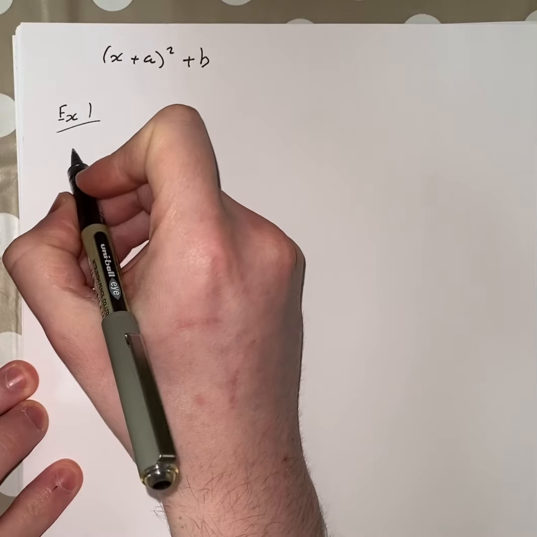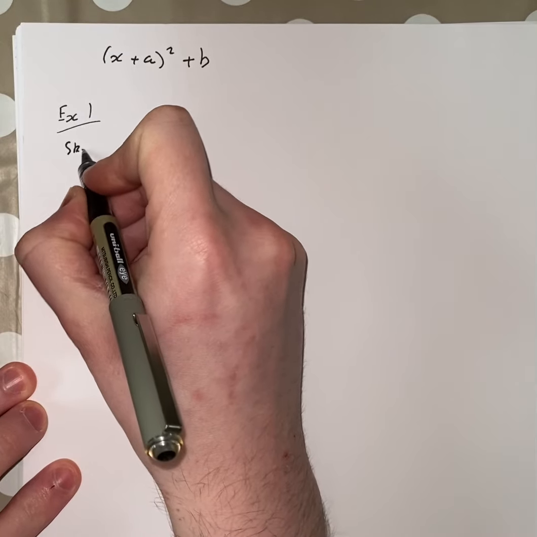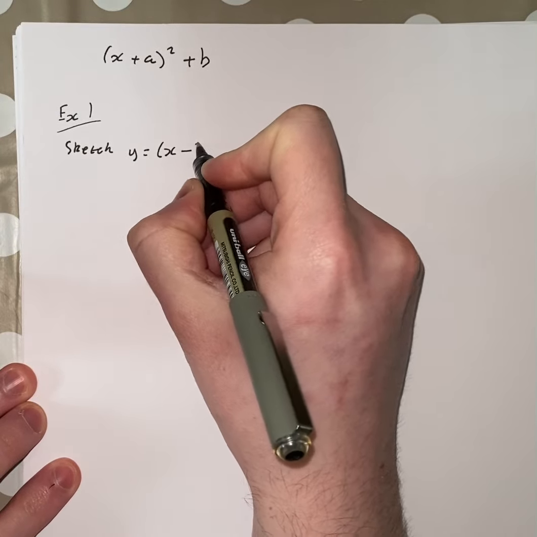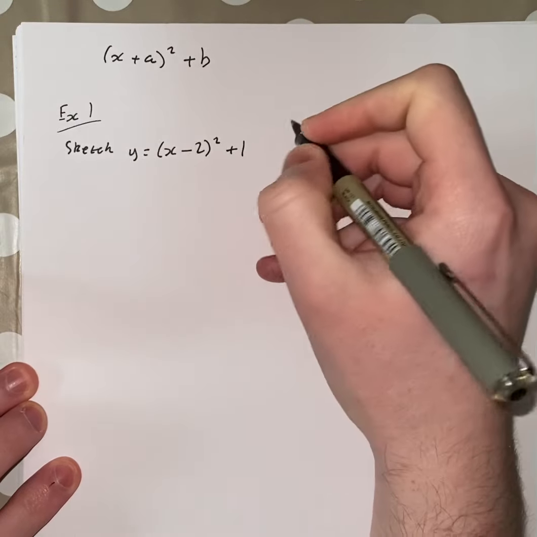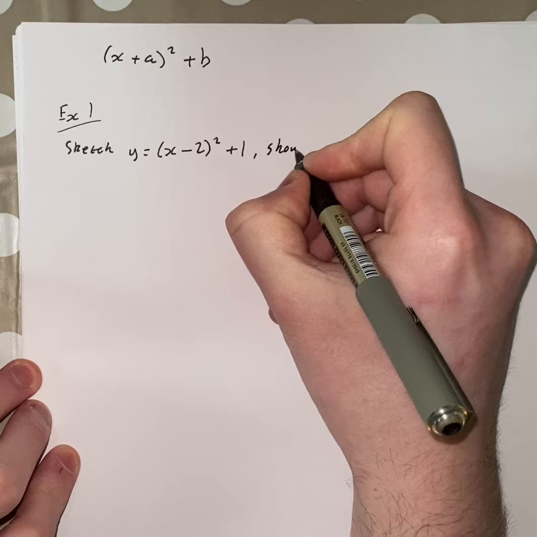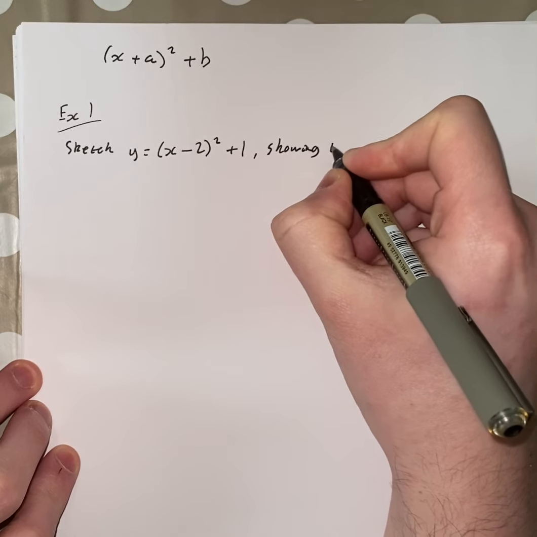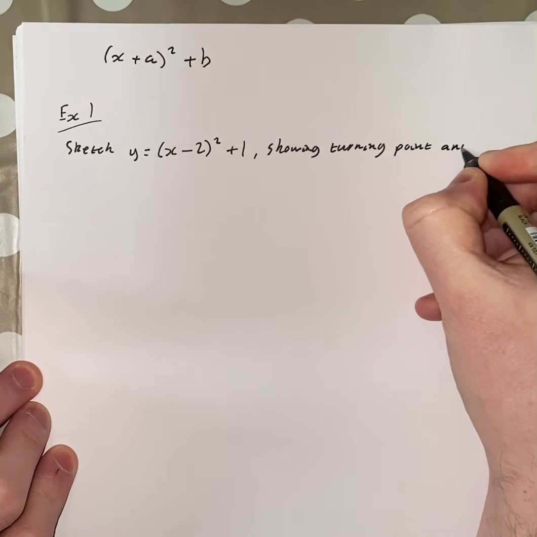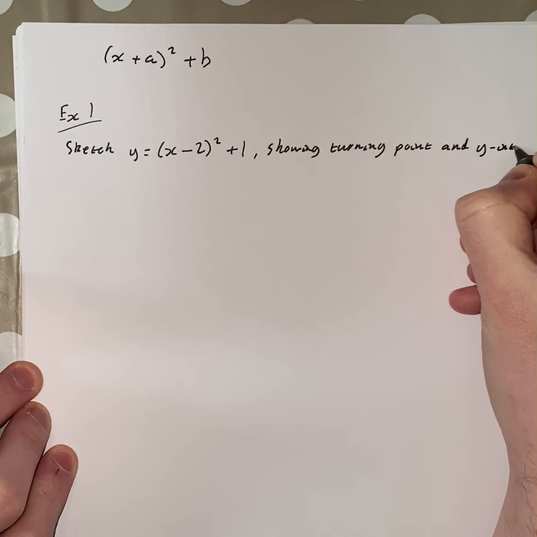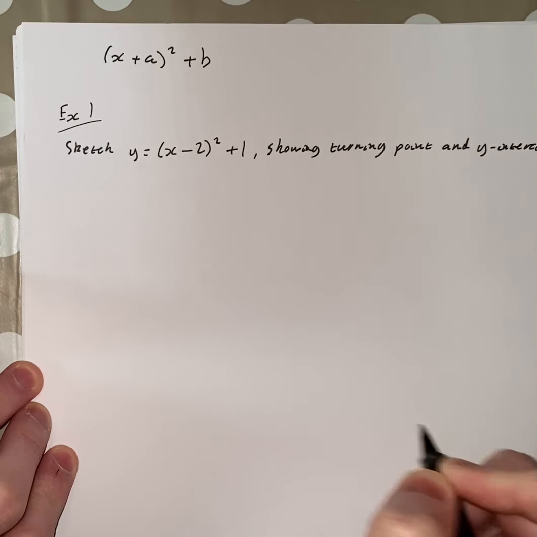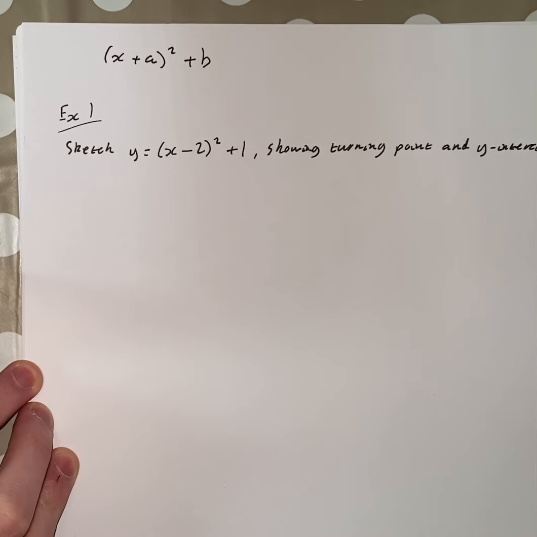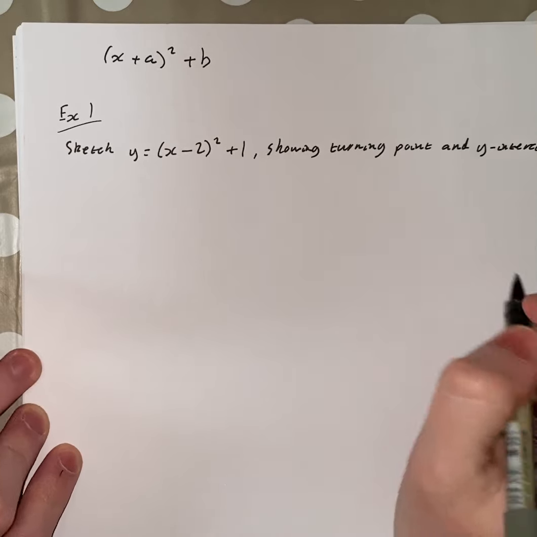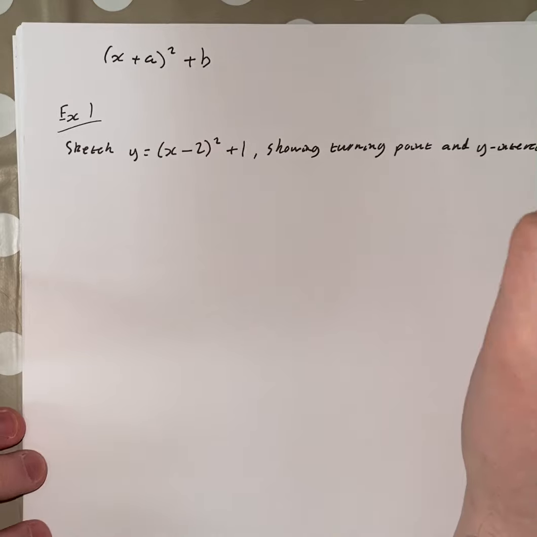So example 1, sketch y equals (x minus 2) squared plus 1, showing the turning point and y-intercept. Again, similar to what we looked at with the roots, we're given a wee checklist of information we need to have in our answer. So sketch the graph of y equals (x minus 2) squared plus 1.